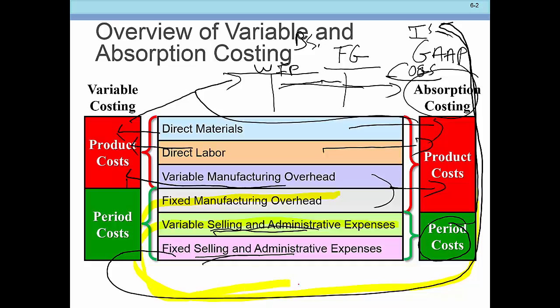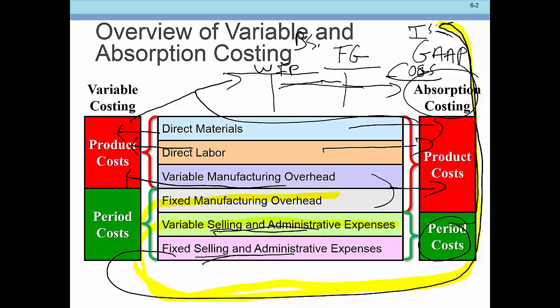Our variable, our fixed manufacturing overhead are going to be treated as a period cost. They're going to be expensed. So the only difference between the two is what? Our fixed overhead costs do what? They go straight to the income statement, don't they? That's the only difference between those two methods.